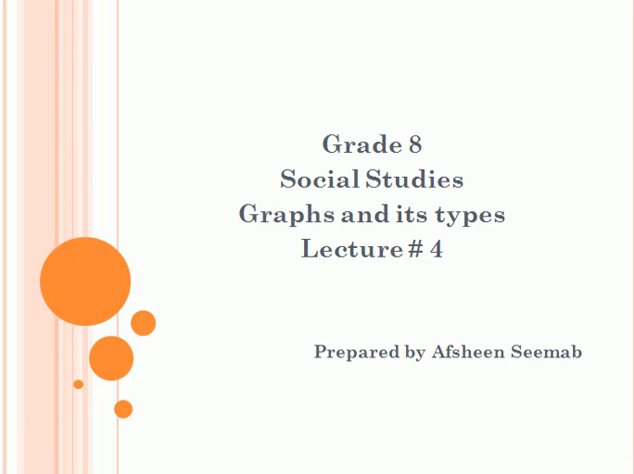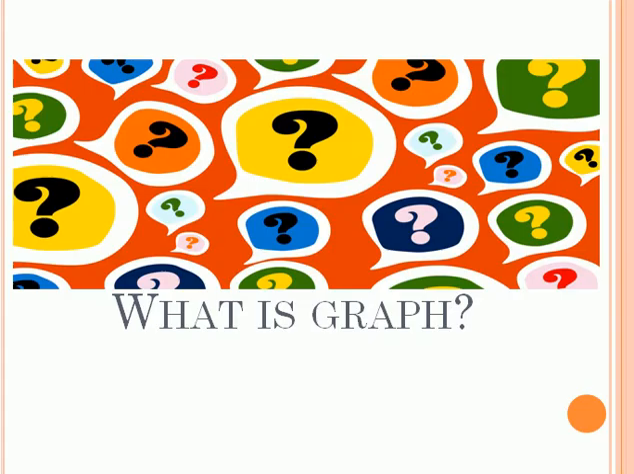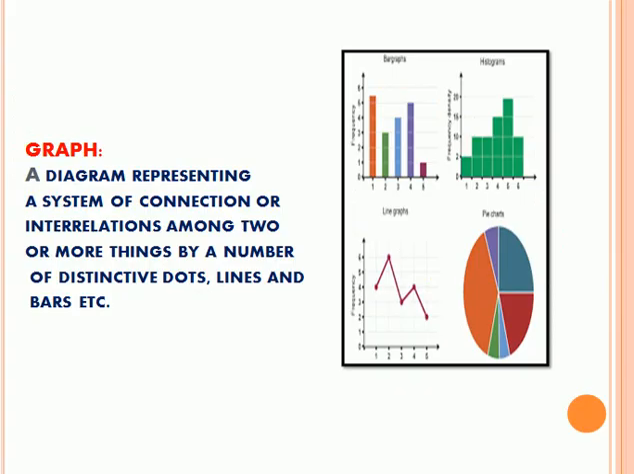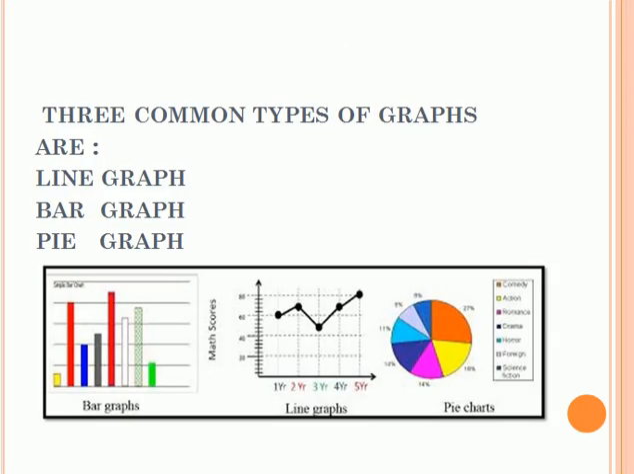The first question which rises in our mind is, what is a graph? A graph is a diagram representing a system of connection or interrelation among two or more things by a number of distinctive dots, lines, bars, etc. Commonly, three types of graphs are used: line graph, bar graph, pie graph.